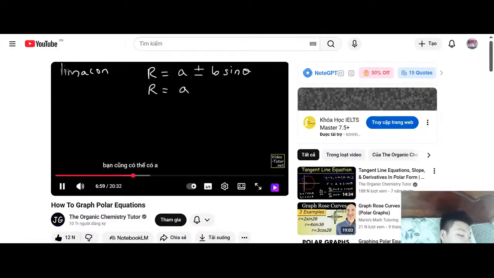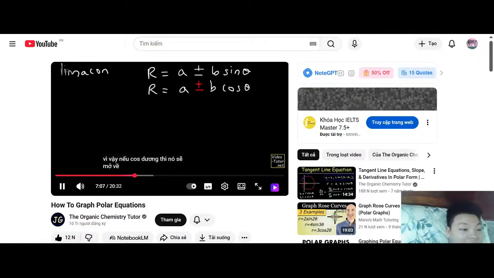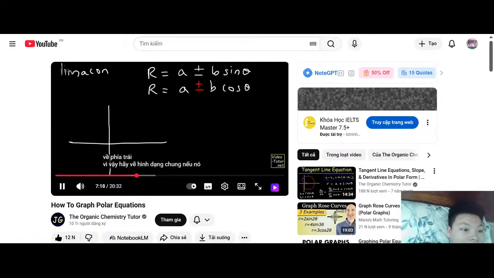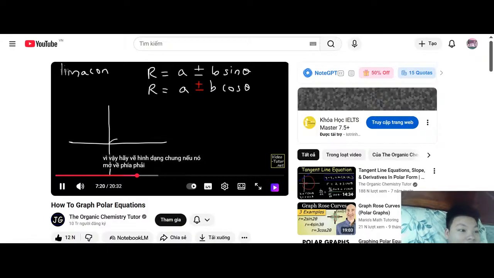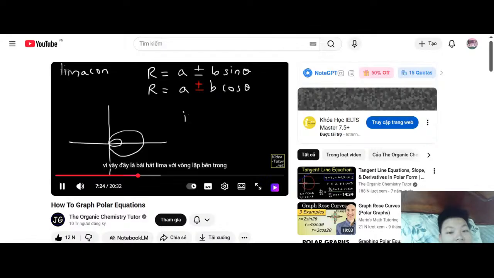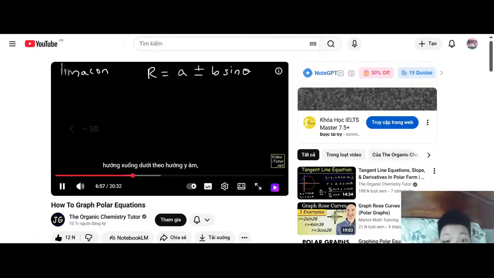You could also have a plus or minus b cosine theta. So if cosine is positive, it's going to open towards the right in the positive x-axis direction, and if cosine is negative, it's going to open towards the left. So let's draw the general shape if it opens towards the right. So this is the limaçon with the inner loop.